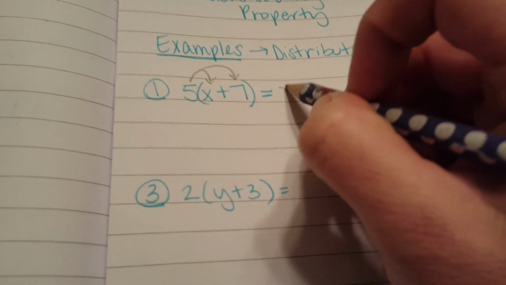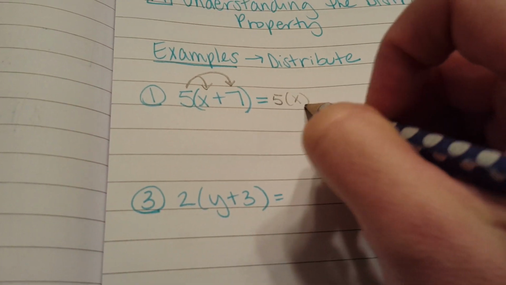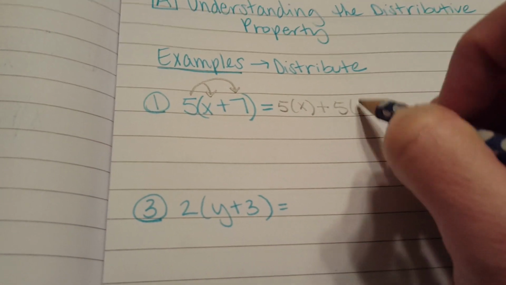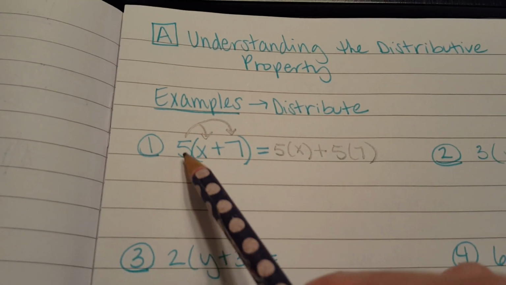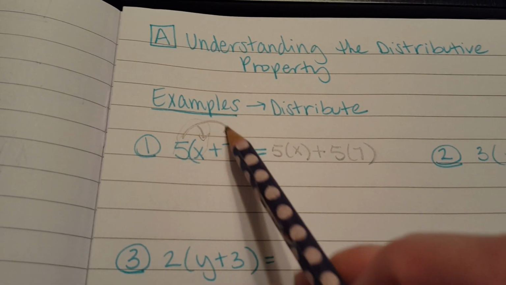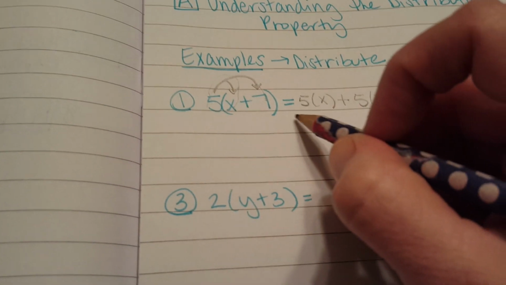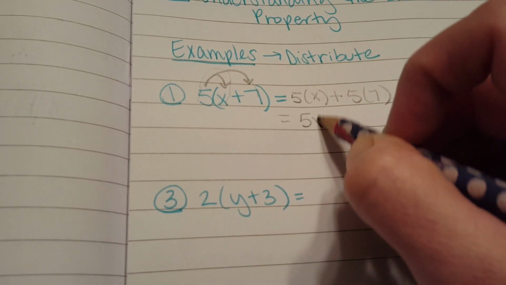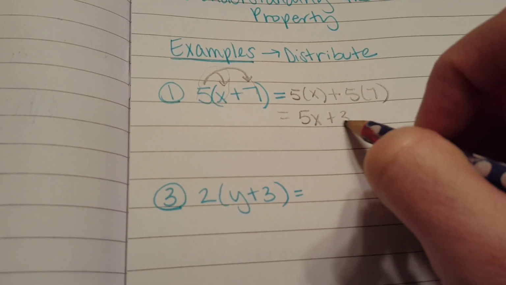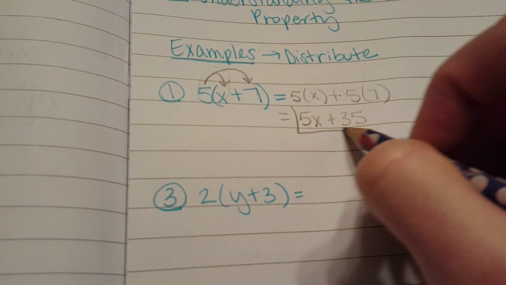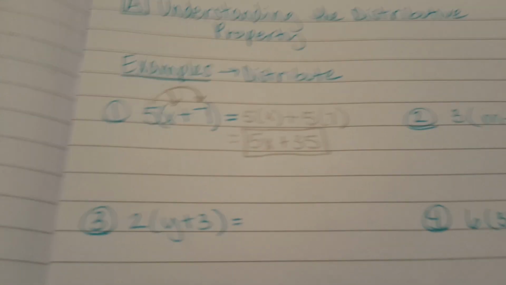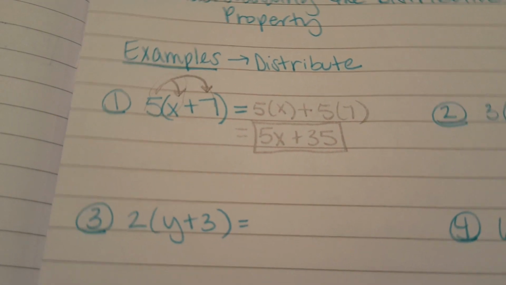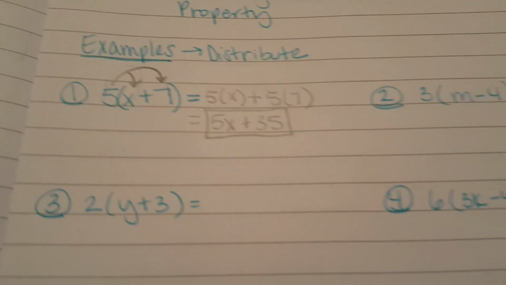So what this really means is 5 times x plus 5 times 7, because I'm multiplying the 5 times the x and then the 5 times the 7. 5 times x just gives me 5x. 5 times 7 gives me 35. And this is as far as I can go with this answer. Okay, so all your problems are going to kind of look like this.